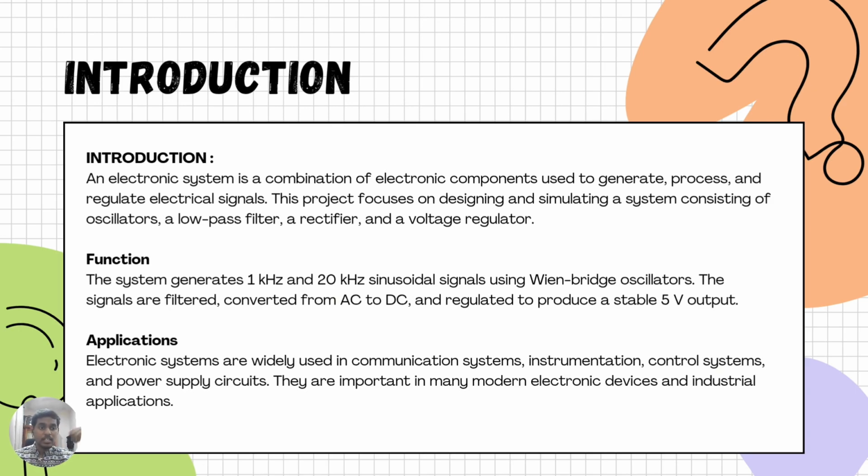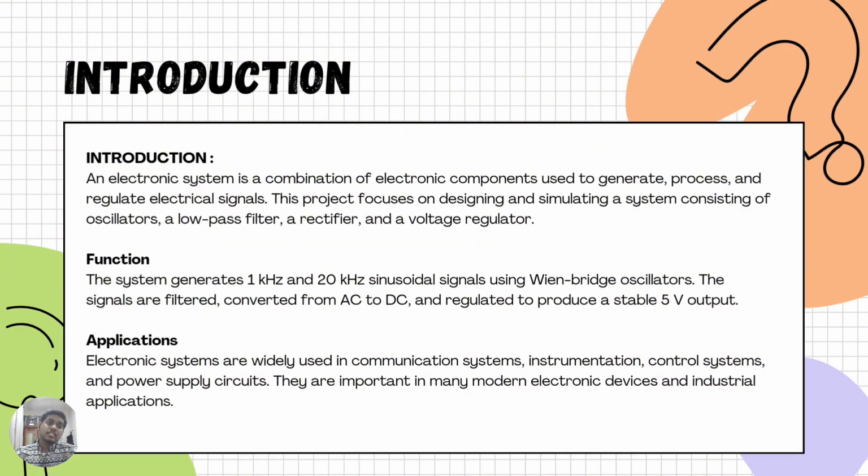We have read it just now. Like I said, an electronic system is a combination of electronic components used to generate, process, and regulate electrical signals. The function of the system is to generate a 1 kilohertz to 20 kilohertz sinusoidal signal.